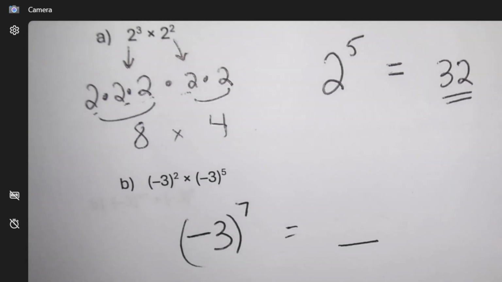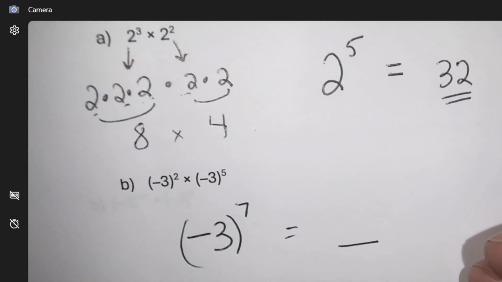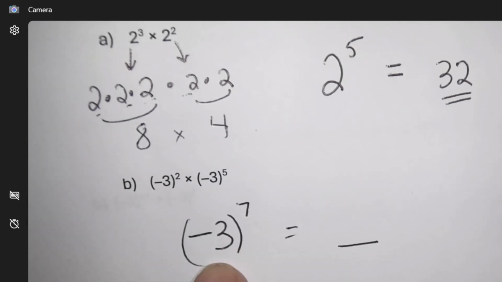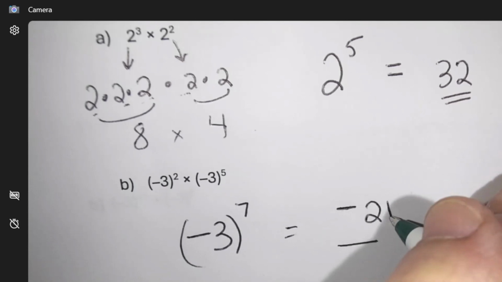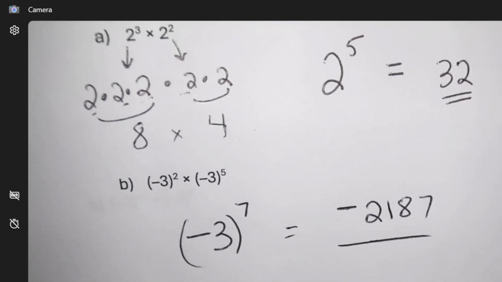Okay, would you have already guessed if it was positive or negative? Yes, because there's an odd number of negatives. Odd number of negatives, so I already know this is negative. And did you work it out in your calculator like so? Yes, I did.